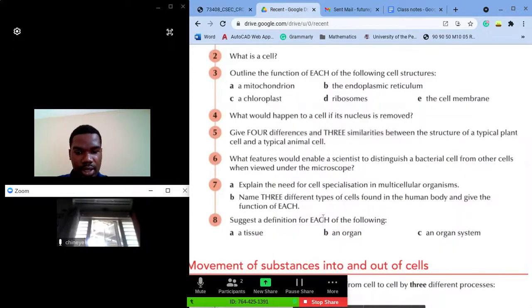Name three different types of cells found in a human body and give the function of each. And then I'm going to leave you to do question 8 for homework. All right? Okay, sir. So, final one. Name three different types of cells found in the human body and give the function of each.